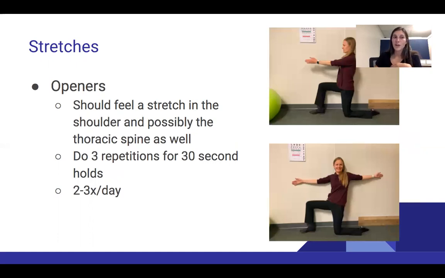Okay, next stretch is an opener. Looks like you're opening a book almost. So you can start in half kneeling. We like to do it against a wall, so you feel a little more stable, and you're in the right posture and position here.